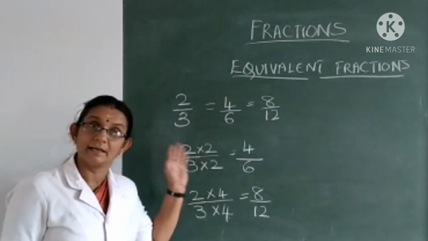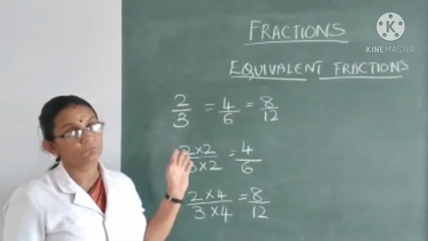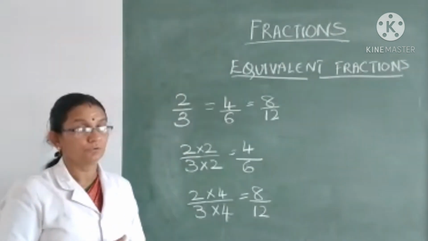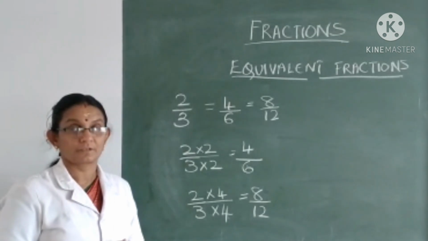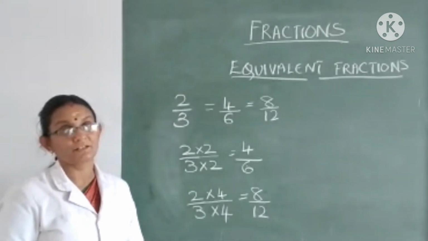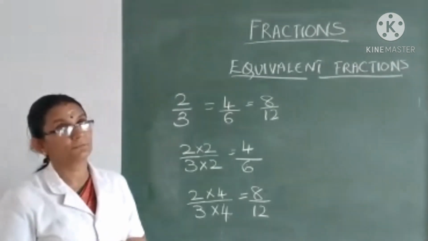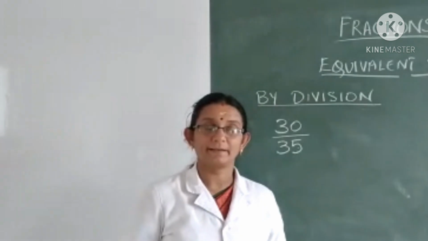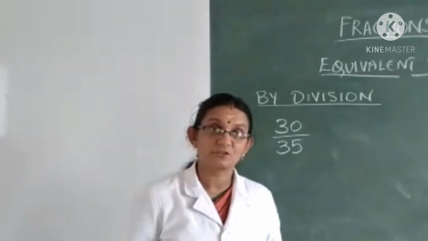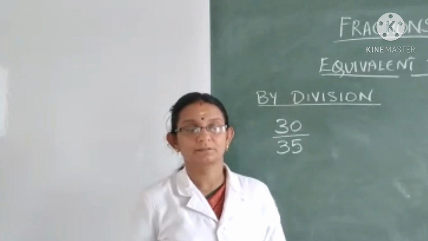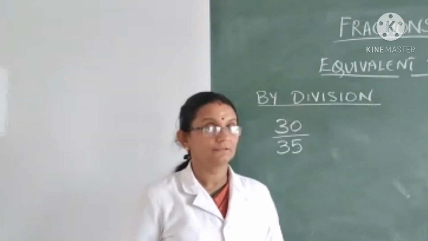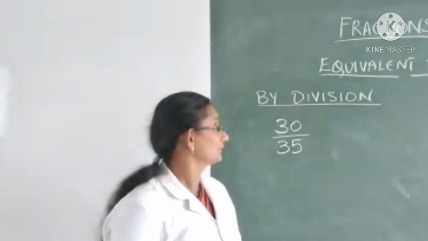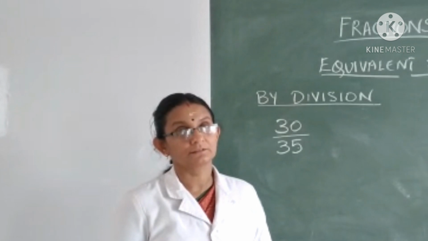Children, we can find as many equivalent fractions for a given fraction. Okay? So I hope now you have understood how to find the equivalent fraction for a given fraction by using the multiplication method. Now children, we can find equivalent fractions by multiplication method as well as division method. Now let us see how to find the equivalent fraction for a given fraction by using the division method.